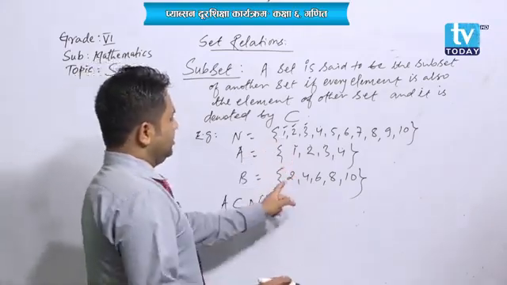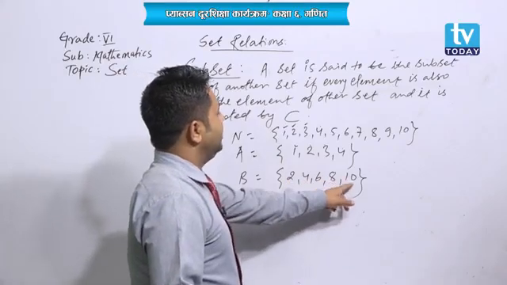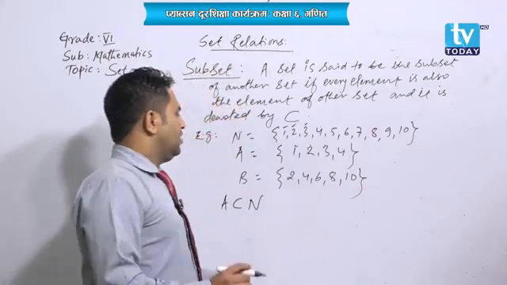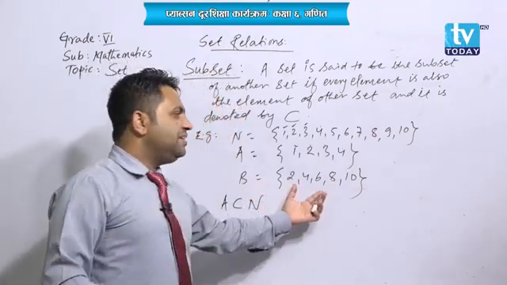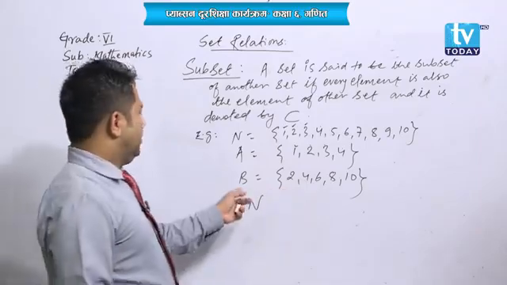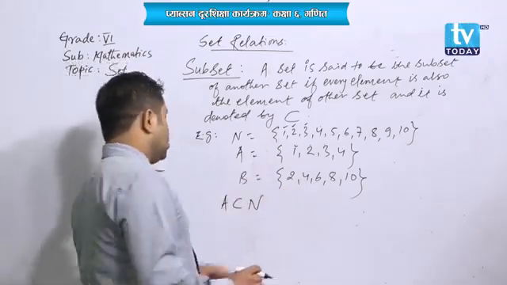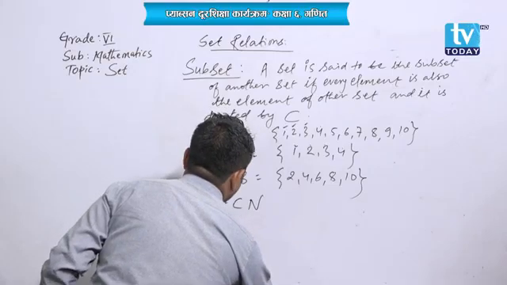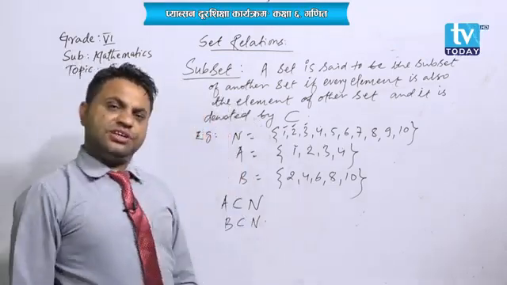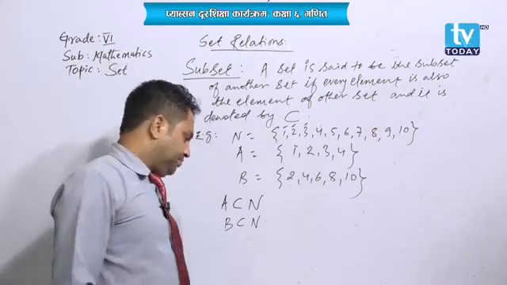Similarly, now check here 2 4 6 8 10. Here also 2 4 6 8 10. Here also every element of set B is in set N. So B is also a subset of N. B is a subset of N. Understood? Okay. Question.